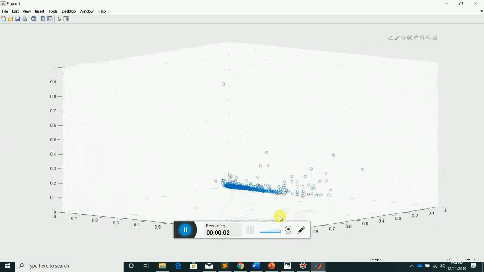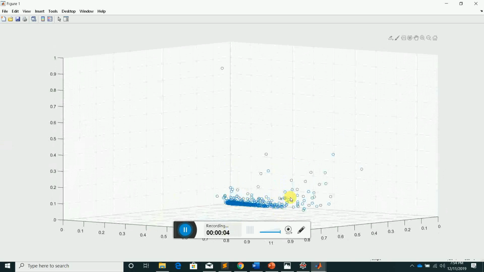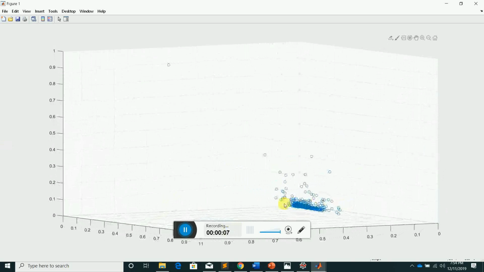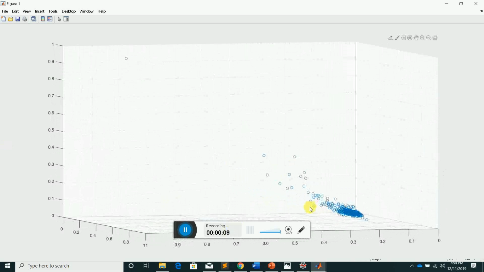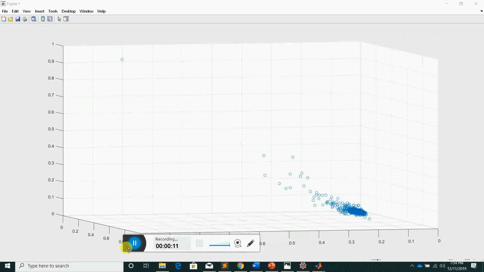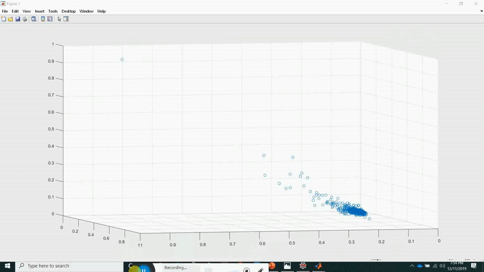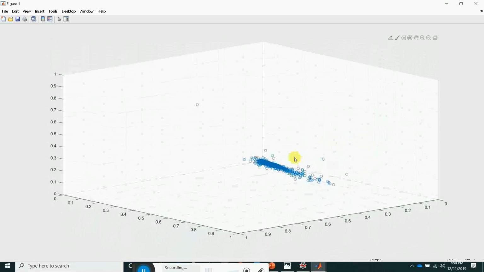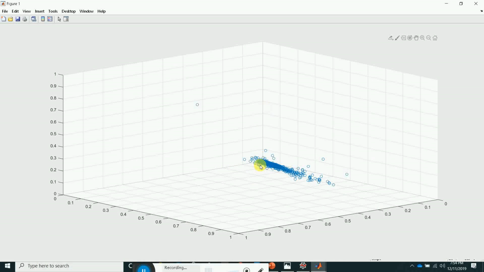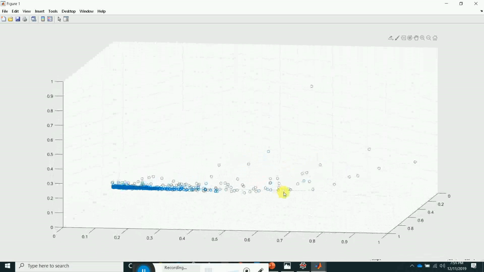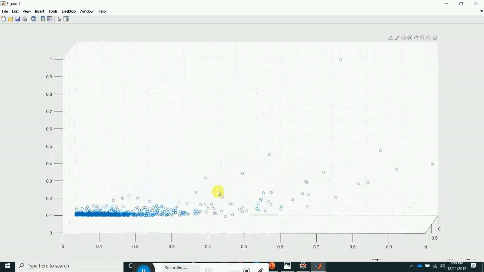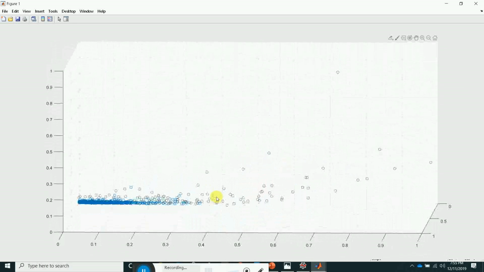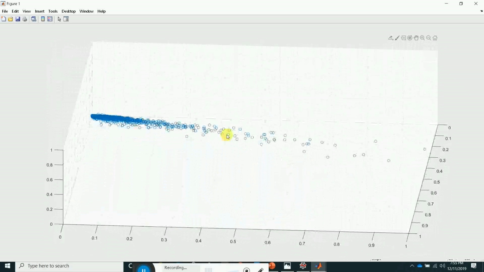The x-axis was taken as degree, the y-axis was taken as eigenvector, and the z-axis was taken as closeness. So from this data, it is quite clear that we do not have evenly shaped clusters. There are unevenly sized clusters, and they are also non-ellipsoidal with irregular shapes and flat geometry.